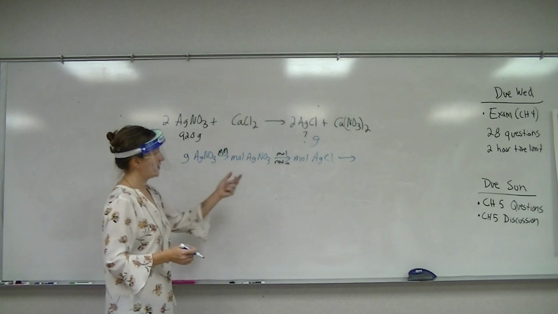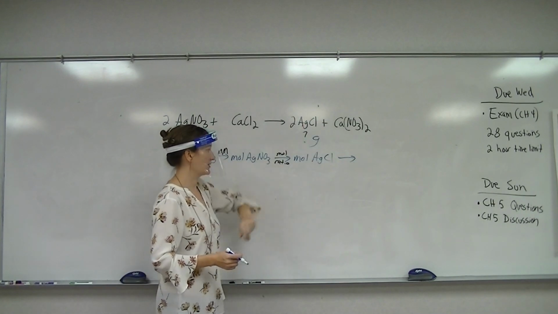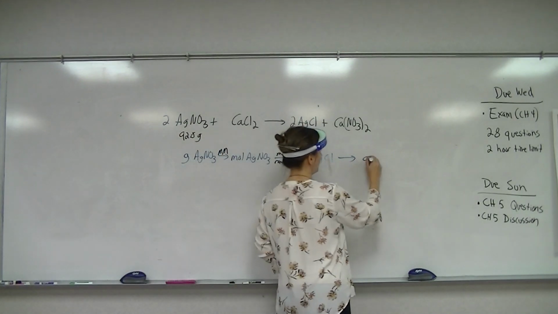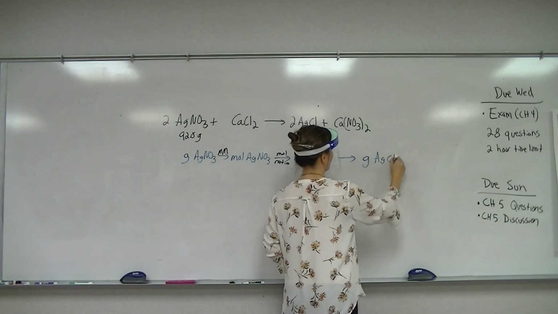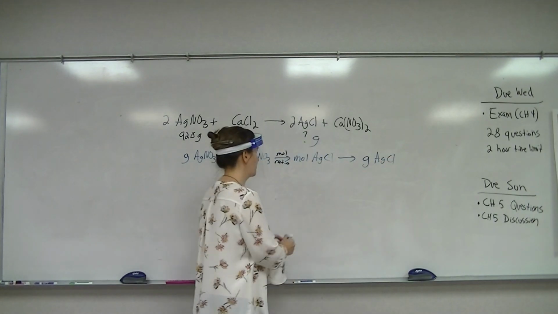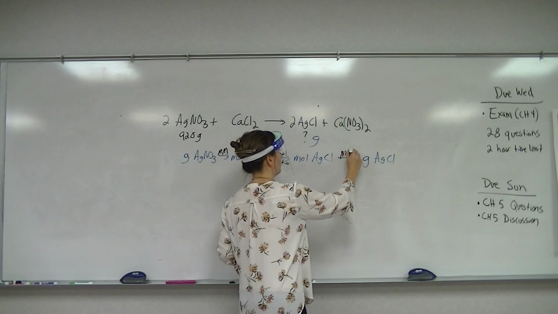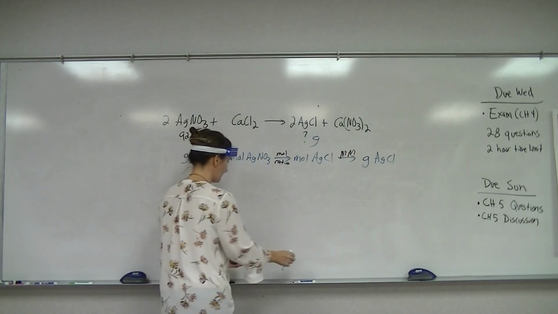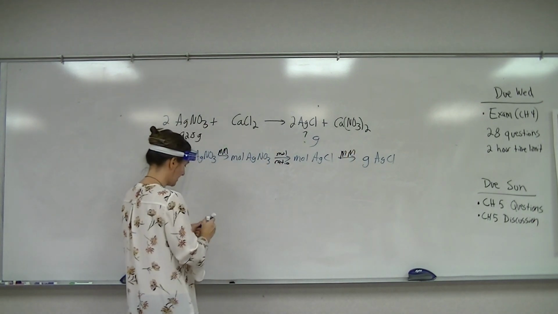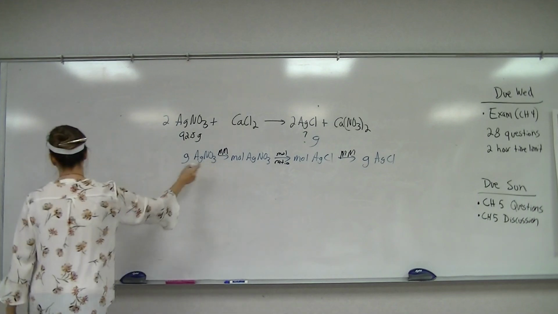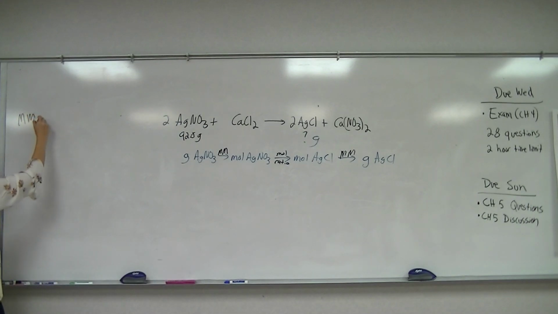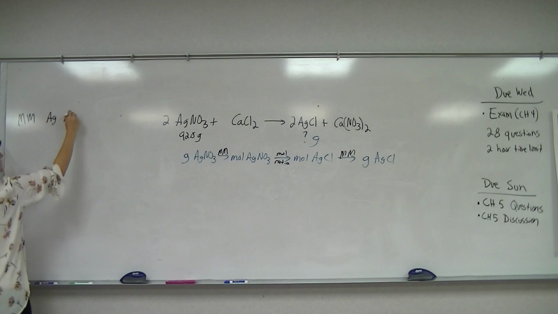Now, I can't stop at moles of silver chloride because they asked me to go to grams, so my last step then will be to get to grams. And whenever we go between grams and moles, we need molar mass. So let me write everything I need over here. I'm going to start with the molar mass of silver nitrate.